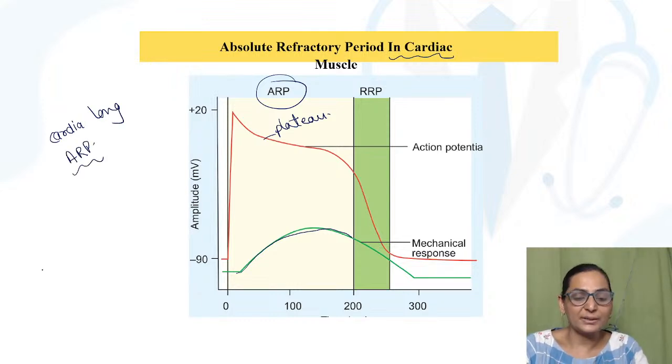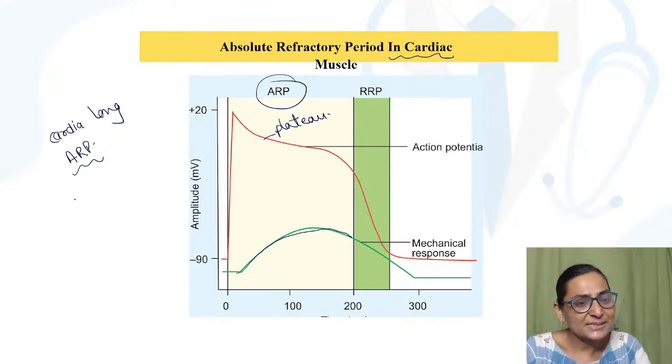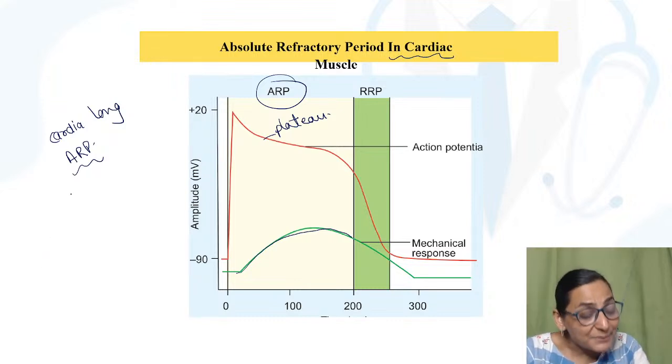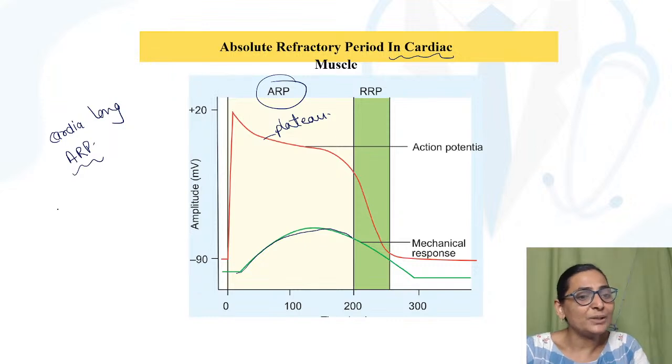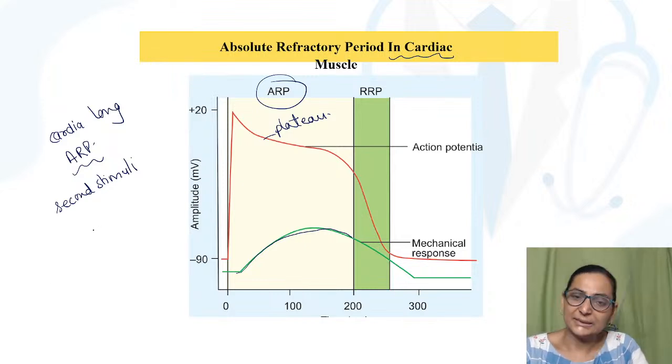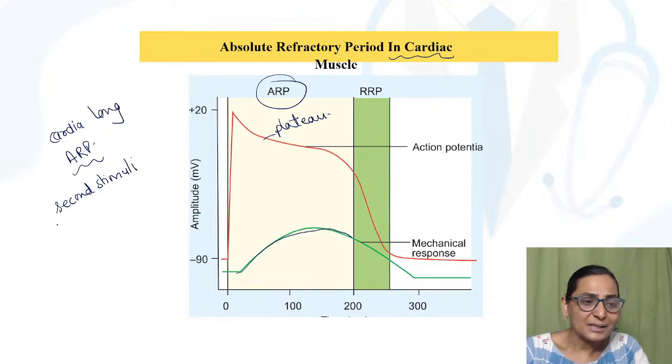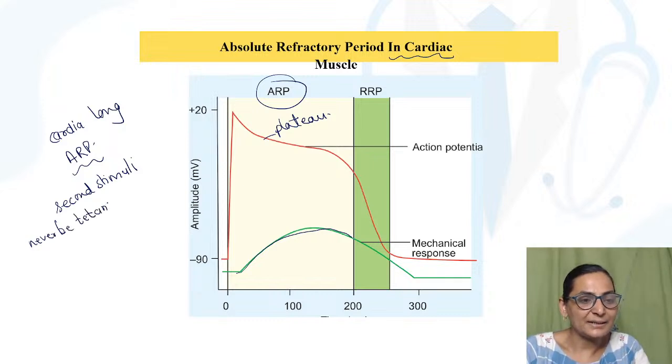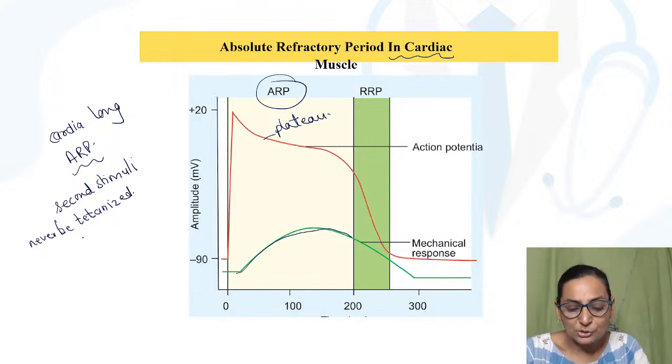What is the advantage of this? The advantage is that because it has got a very long absolute refractory period, the tissue will never respond to a second stimuli. That means you will never get ectopics normally in the heart. The heart muscle can never be tetanized. It does not show fatigue.